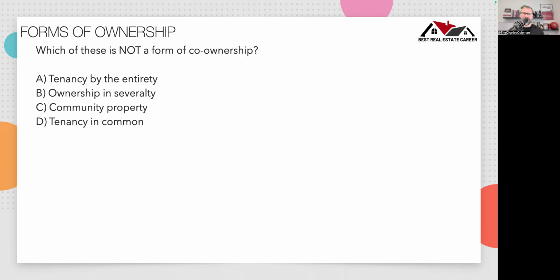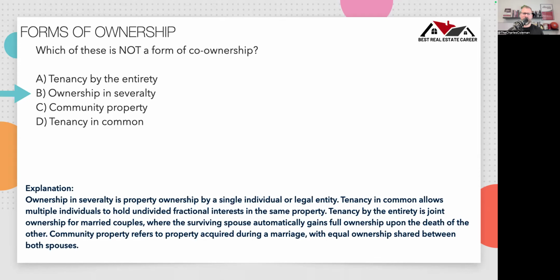Which of these is not a form of co-ownership? Ownership in severalty. Ownership in severalty is property ownership by a single individual or legal entity. Tenancy in common allows multiple individuals to hold undivided fractional interest in the same property.